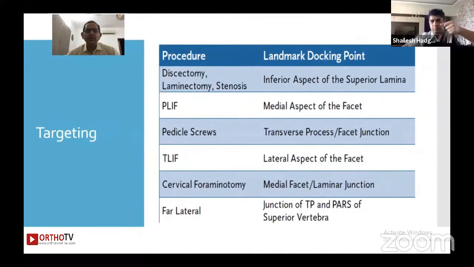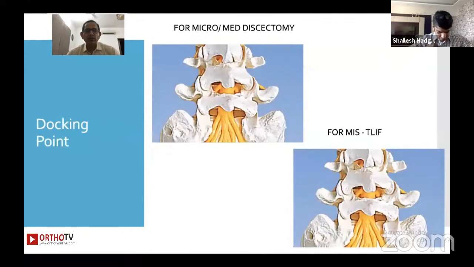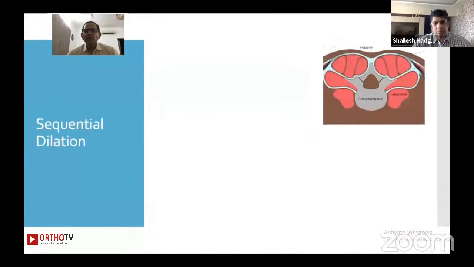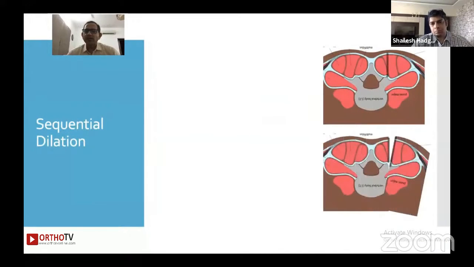My colleague will deal with this in much greater detail, so I'll not delve into it a lot, but I'll quickly show you the point where you need to dock. For the microdiscectomy, it is the inferior aspect of the lamina of the superior vertebra where you need to dock your first dilator and subsequently proceed from there. Whereas for the MIS TLIF, it is the superior articular process of the vertebra below, which is going to be your docking point.